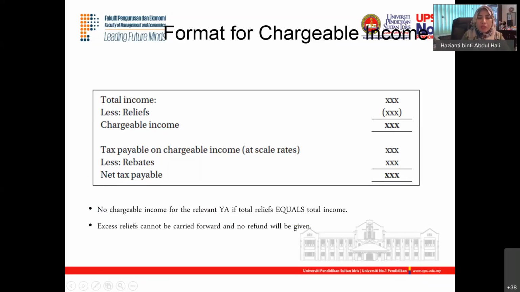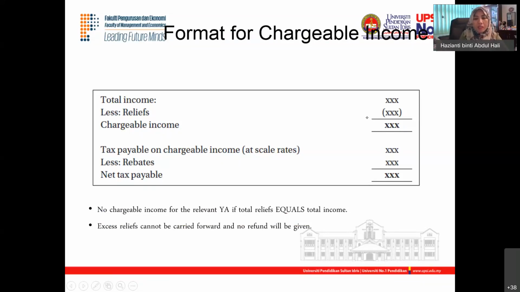If the relief equals total income, tak ada chargeable income. Kalau katakanlah your total income sama banyak dengan relief so you will not be taxed and if katakanlah ada extra relief pun you cannot carry forward and no refund will be given. Katakan the total income is 10,000, the relief pun 10,000, so tak ada chargeable income. Tapi katakanlah your total income is 100,000 tapi your relief 120,000, relief lagi lebih dari total income pun you will not be taxed, but the relief yang terlebih tu tak ada refund and you cannot carry forward.